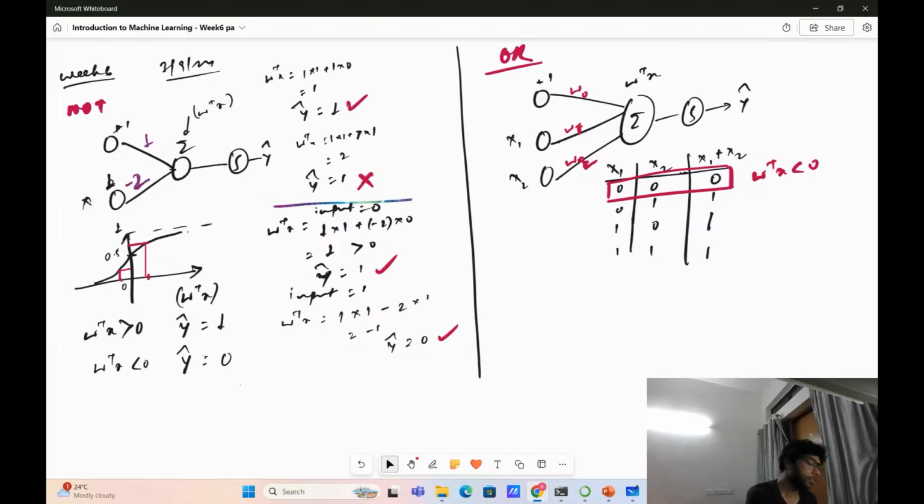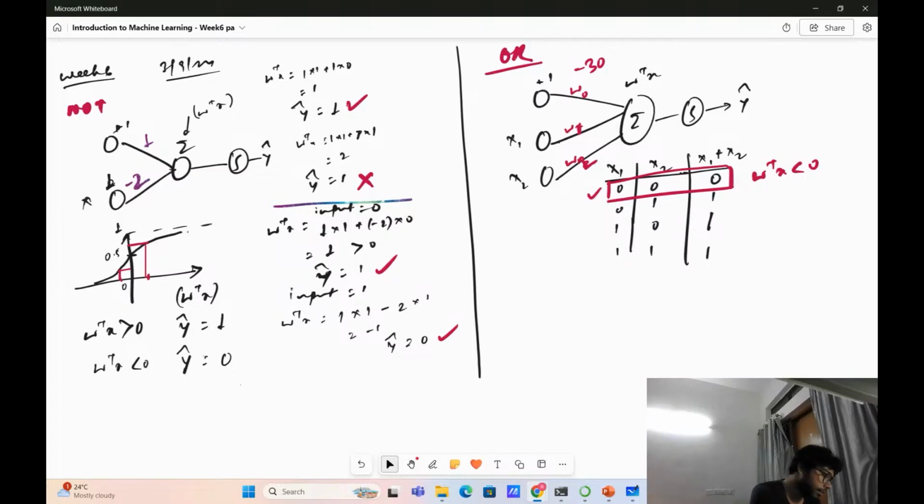What we need to worry about is W0. This is the only weight remaining if both are 0. So what we want is W0 to be less than 0. Got it? So let's set it to a negative value, any random negative value, minus 30. Now this condition is done. Let's move on to the next condition.